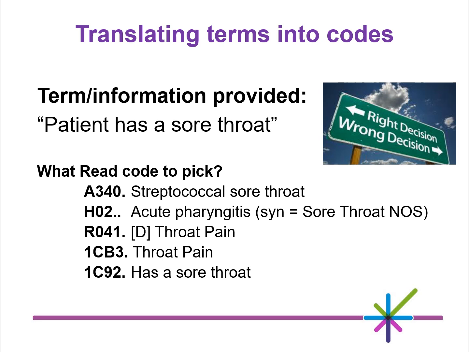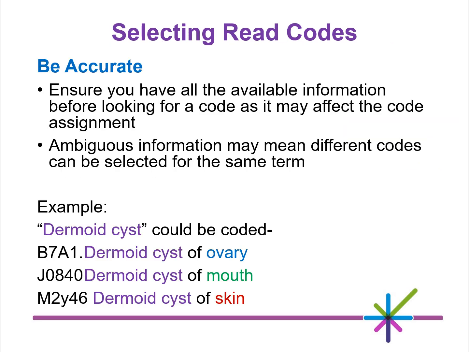We've seen how a range of codes in different chapters are given in a search for sore throat. But how do you know which one to pick? We need to be accurate, specific, and appropriate. Always be as accurate as possible when searching for clinical terms. Ambiguity will cause difficulties in code selection. For example, the term dermoid cyst. You can see that to code this term, we need to know the anatomical site, as it can be coded in 3 different chapters dependent on this information.